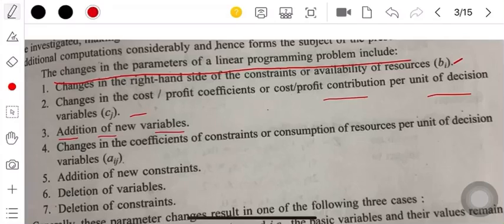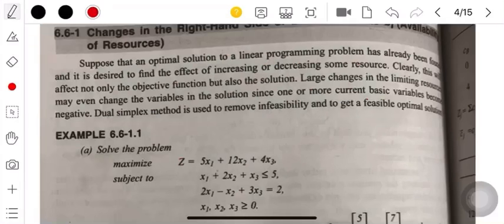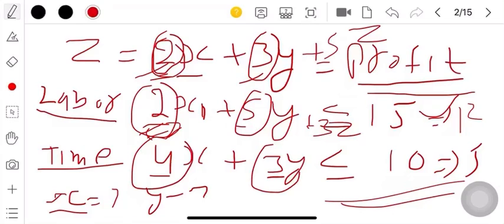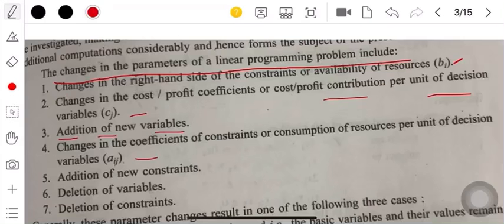This is very simple. Another case is change in the coefficient of a constraint, or consumption of resources per unit of decision variable, a_ij. Suppose we are changing these values 2, 5, 4 or 3. Then addition of a new constraint. Suppose we are adding an additional constraint in the given optimization problem. Deletion of a variable. Suppose we are going to delete a variable from the original problem, and deletion of a constraint. We can also delete one constraint and find what the new optimal solution is.